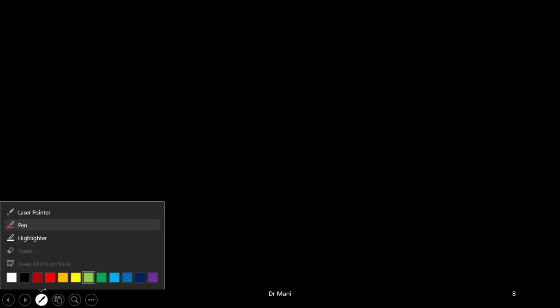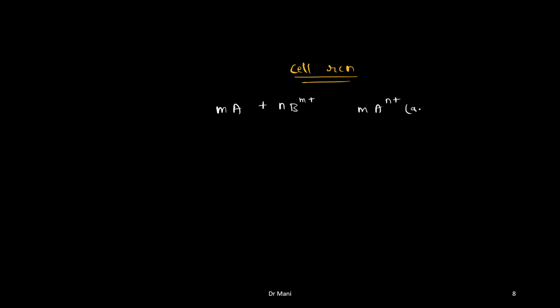Now what I need to do? I need to add the entire thing. So when I add, the cell reaction will show like this. What we did: we multiplied the anode equation by M, and we multiplied the cathode equation by N to balance the electrons. Now we are adding the resulting equations. So the cell reaction is M A plus N B^(M+) gives M A^(N+) aqueous plus N B solid.